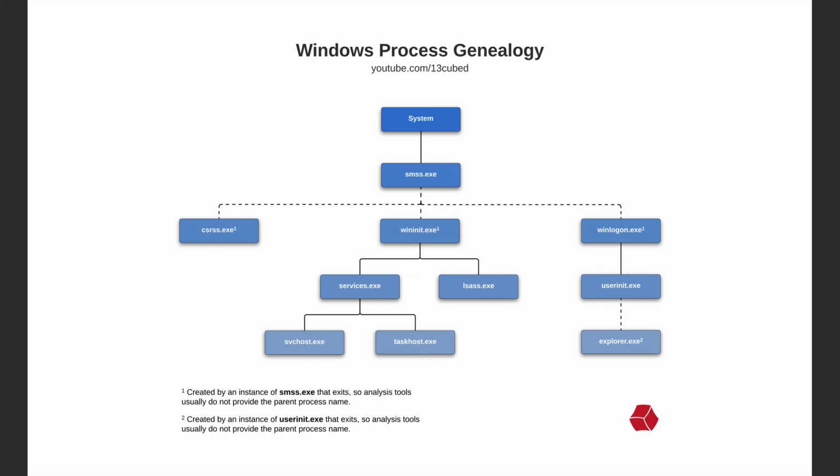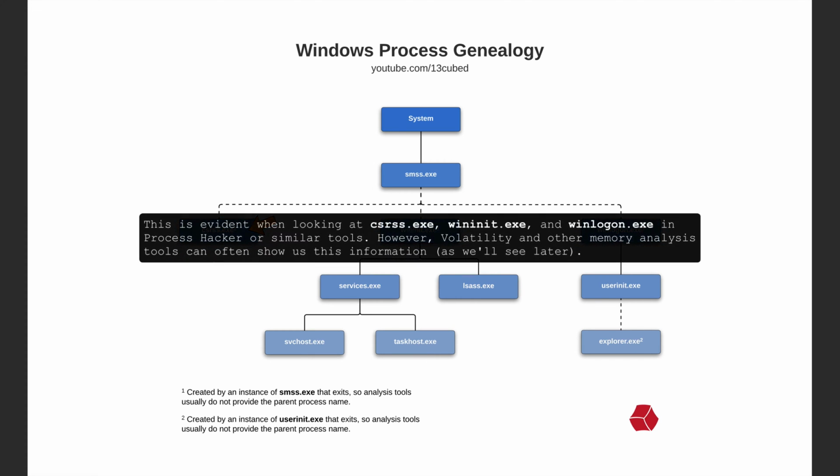Underneath smss.exe, we find csrss.exe, wininit.exe, and winlogon.exe. As mentioned, csrss.exe is the client-server runtime subsystem. Its image path is system root system32 csrss.exe, and its parent process is smss.exe. However, there is a caveat, and this is why you find the dotted line here. It's actually created by an instance of smss.exe that exits, so when you're analyzing this, the tools usually do not provide a parent process name, so that's important to remember.